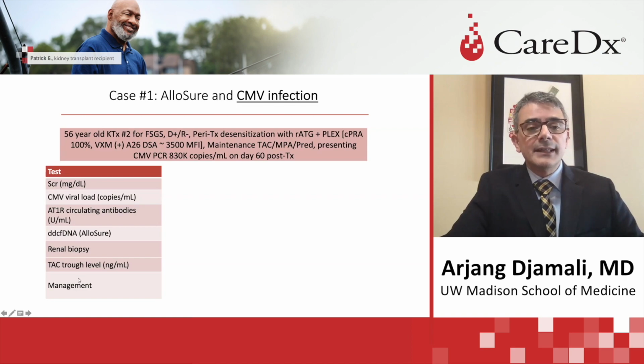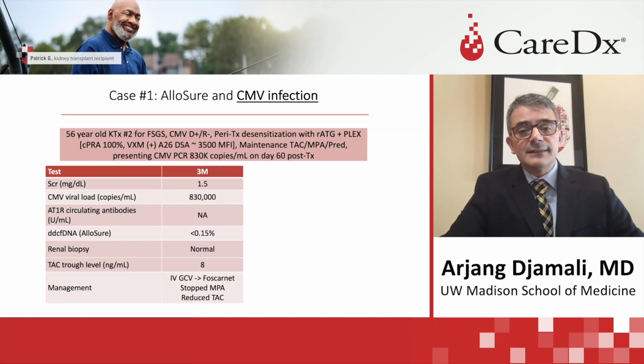Here in this table, you see the different biological variables that were determined at this 3-month visit when he came to our clinic. Serum creatinine was at its baseline of 1.5. Viral load was confirmed at 830,000.